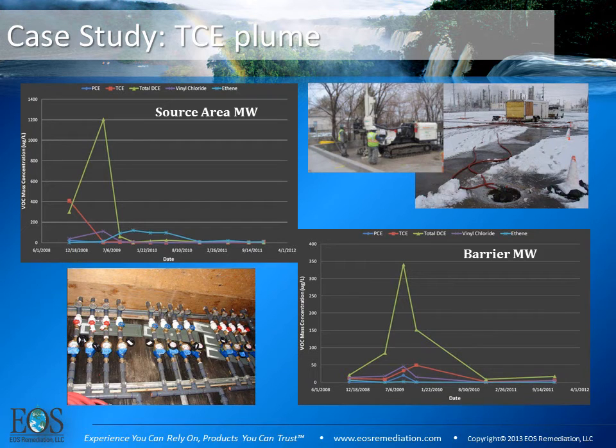If we look at the down gradient barrier, it's a very similar story. They didn't start with quite as high concentrations. Here they only started with about 50 micrograms per liter of TCE, but ultimately they saw the same result. They saw an increase in their DCE initially, and then you look about a year to 2 years later, and everything had gone to essentially zero.